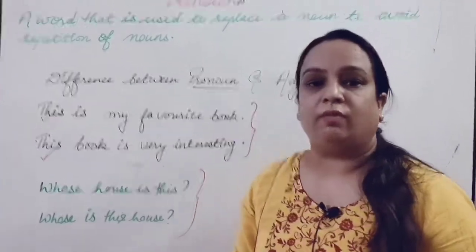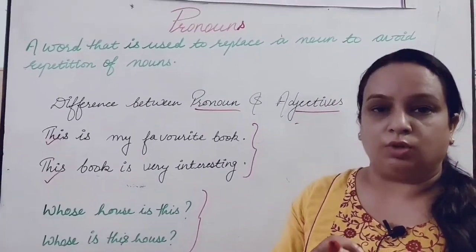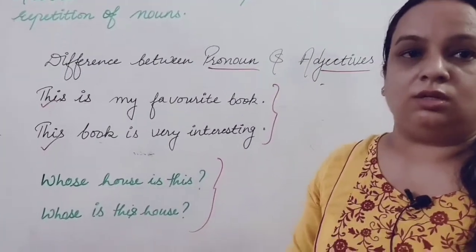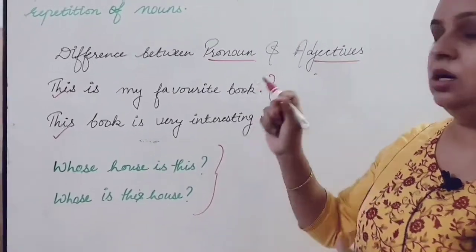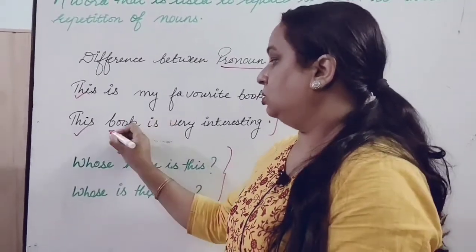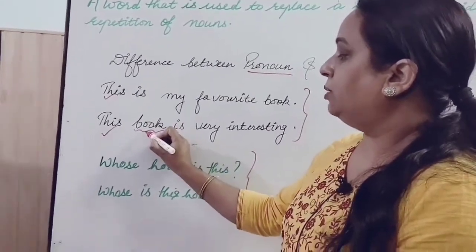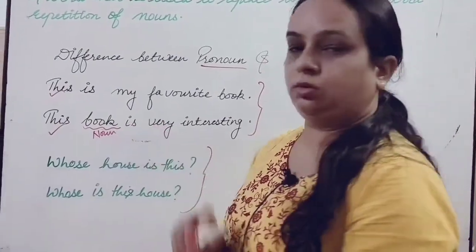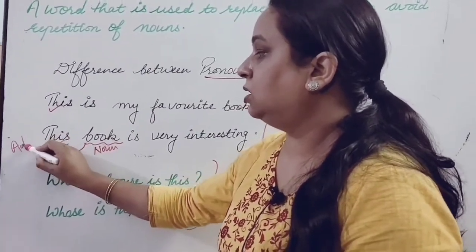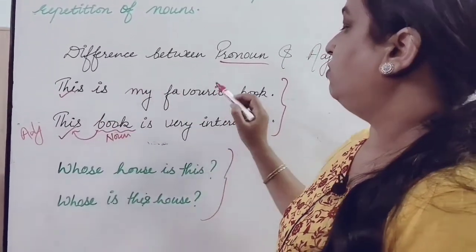So one thing I've told you when we did adjectives, you can check that in that video: the words which are adjectives, if a noun comes after them, then those words are working as adjectives in that sentence. Here also, see the second one first, because we have covered adjectives. So book is there, and book is what? Noun, right? And the word before the noun is known as what? Adjective.